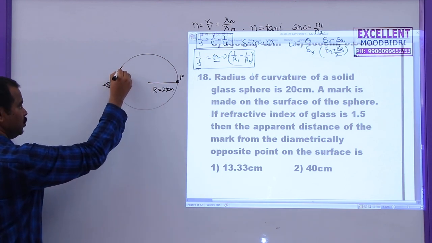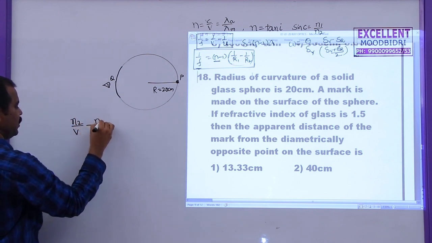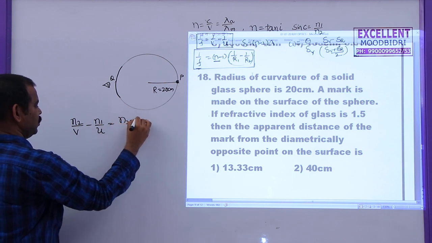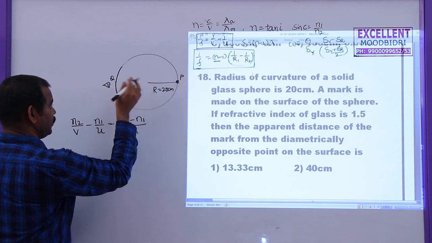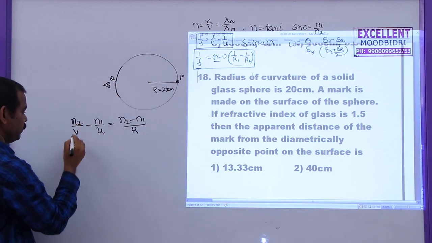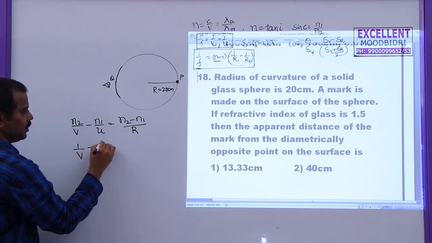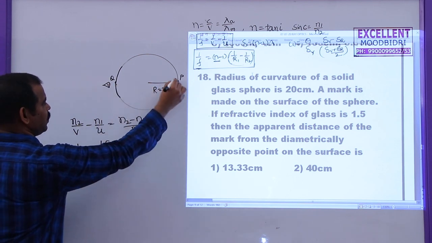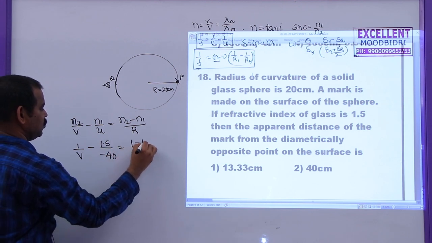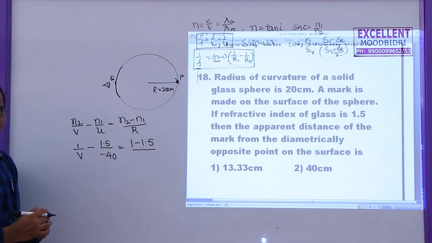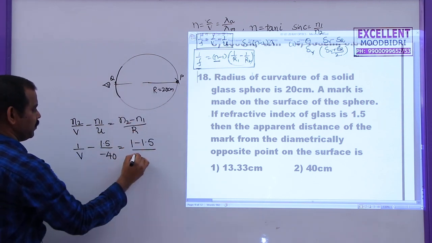The real distance from here to here is 40. And what is the apparent distance? As refraction takes place from a curved surface, the formula is N2 by V minus N1 by U is equal to N2 minus N1 by R. The object is in glass and the image is assumed to be formed in air. So air by V, unknown, minus refractive index of the glass, 1.5, by the object distance from here to here, which is 20 plus 20, that is minus 40, is equal to 1 minus 1.5 by the radius of curvature from this point to here, this is against the incident light ray, minus 20.